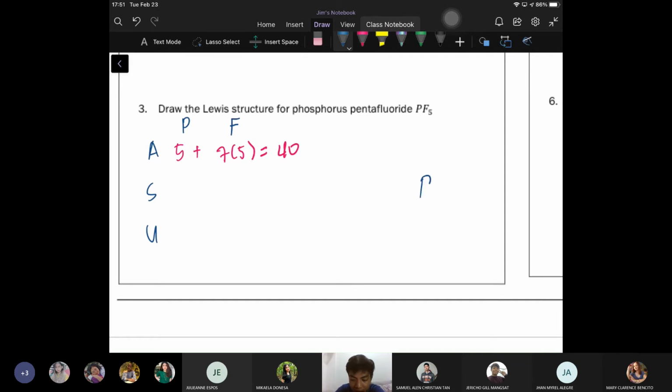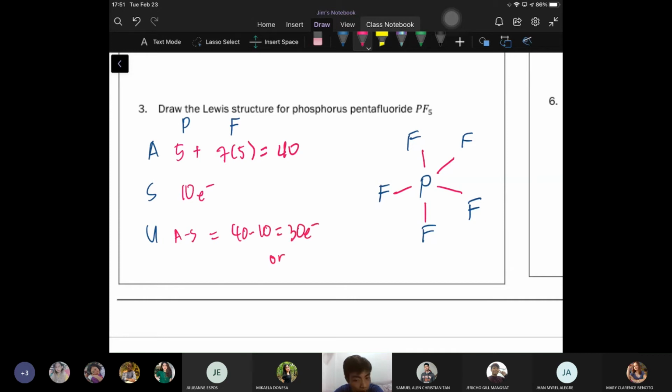Sabi ko, draw mo muna yan. And then you draw the terminal atoms around the central, yung limang yan. Then you connect them singly, with a single line. So, ilan na gamit natin? 5 lines, no? 5 bonds or 10 electrons in total. And then unshared, that is A minus S. That will be 40 minus 10, and that's 30 electrons, or divided by 2, 15 lone pairs.